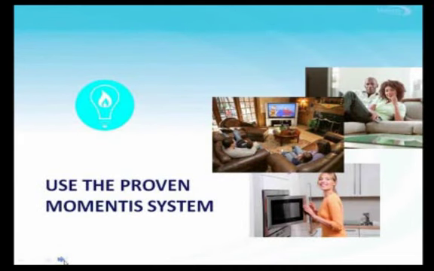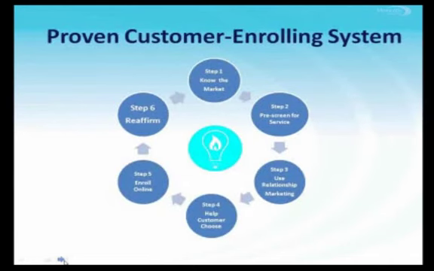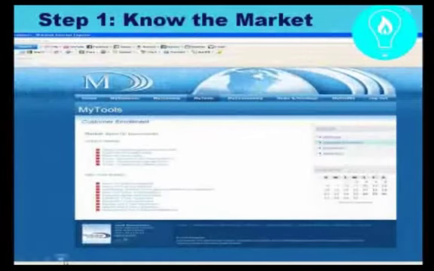Once you've done that, now you plug in and you use the proven Momentous system to enroll those customers. And so this is a six-step system. This works. And so this is awesome. You don't have to go reinvent the wheel right here. You just plug in and follow the system to enroll your customers. So we're going to go through this system right now.